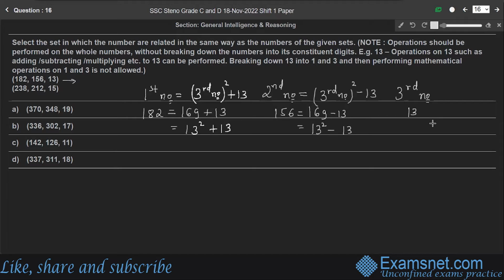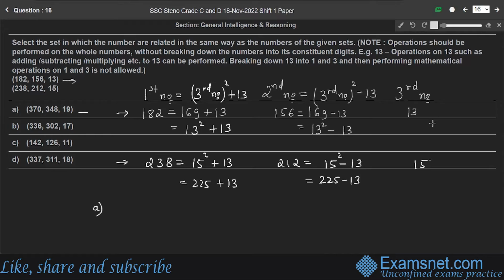Very simple logic, right? Similarly, the second set of numbers. First number is 238, second number is 212, third number is 15. We will consider the first number. 238 is the square of the third number, 15 squared, plus 13. According to the logic, 15 squared is 225, plus 13 is 238. Similarly, the second number is the square of the third number, 15 squared, minus 13, according to the rule. So 225 minus 13 is 212. So, which of the given options follows the same logic of the given two sets?